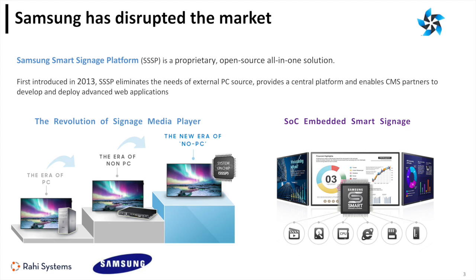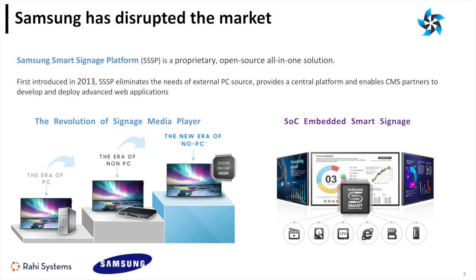Samsung has disrupted the market. The Samsung Smart Signage Platform is a proprietary open source all-in-one solution. First introduced in 2013, the SSSP eliminates the need for an external PC source, providing a central platform and enabling content management partners to develop and deploy advanced web applications.